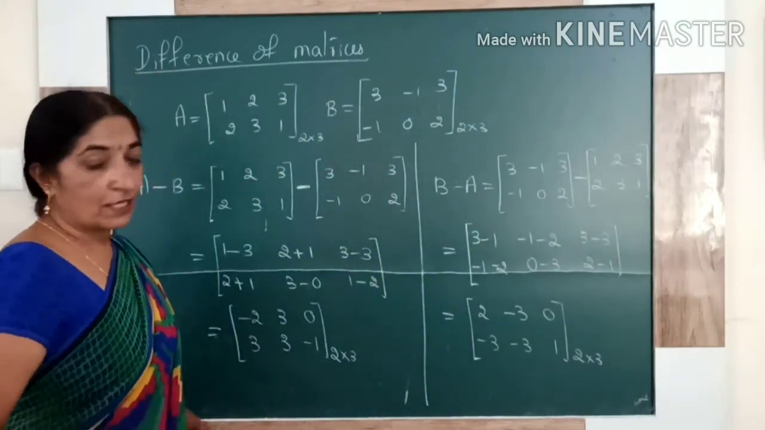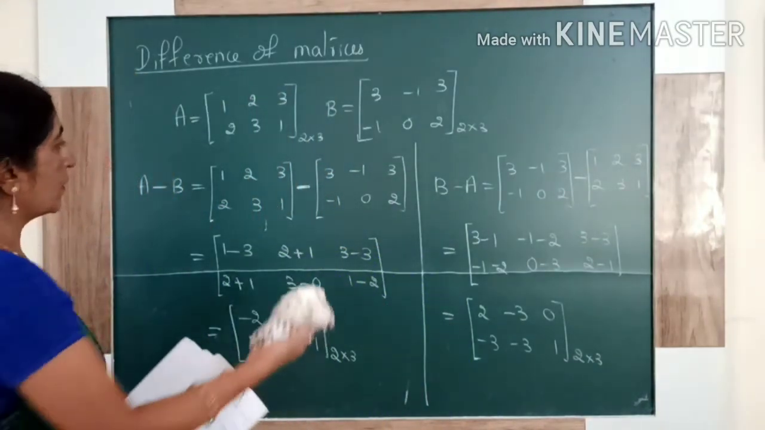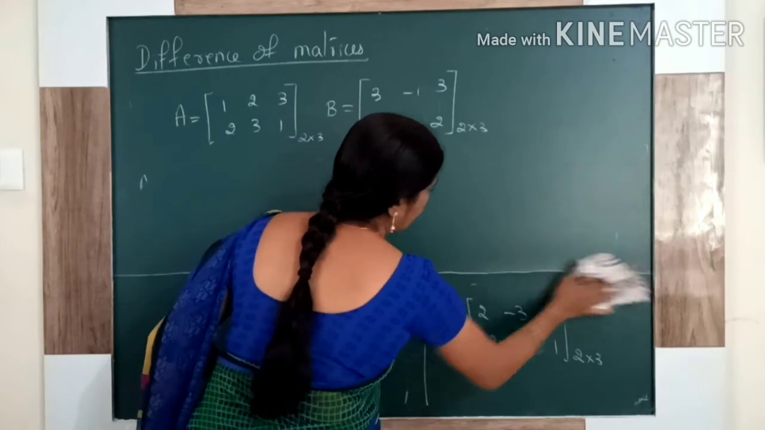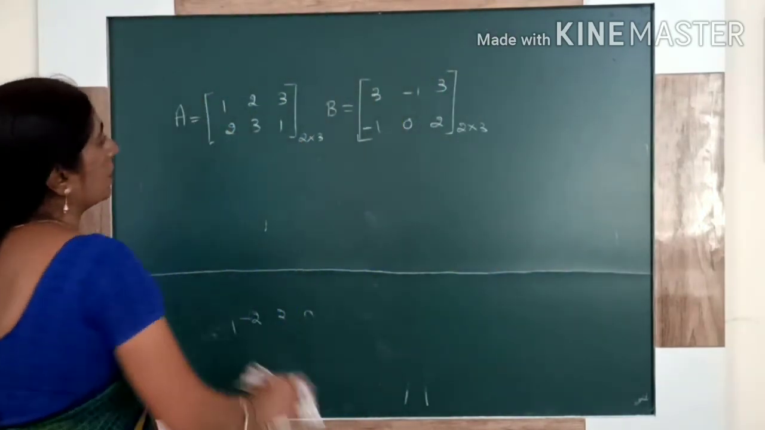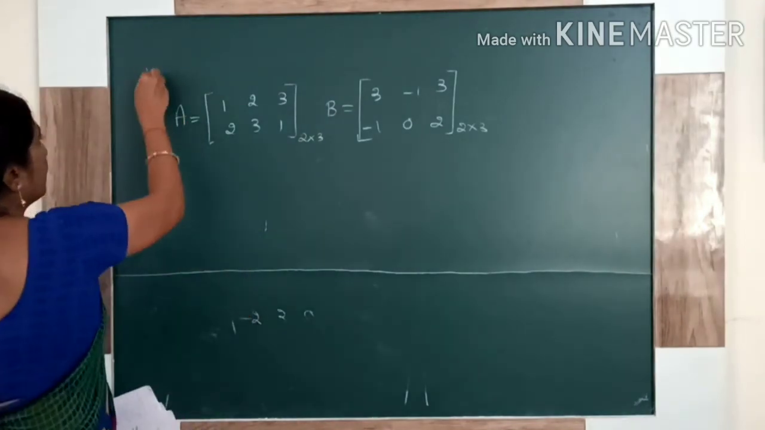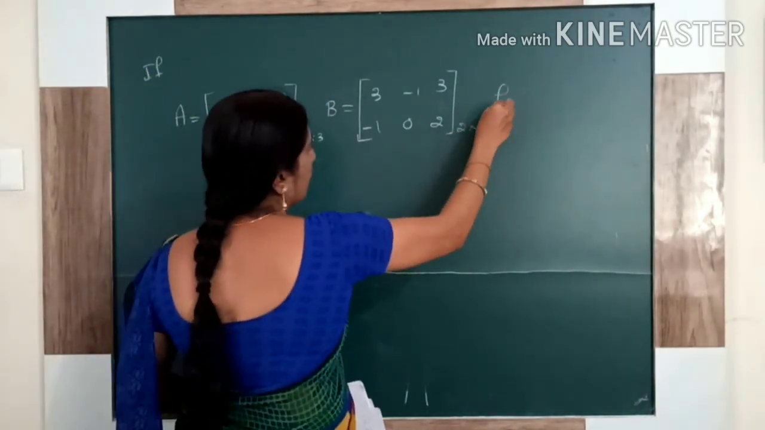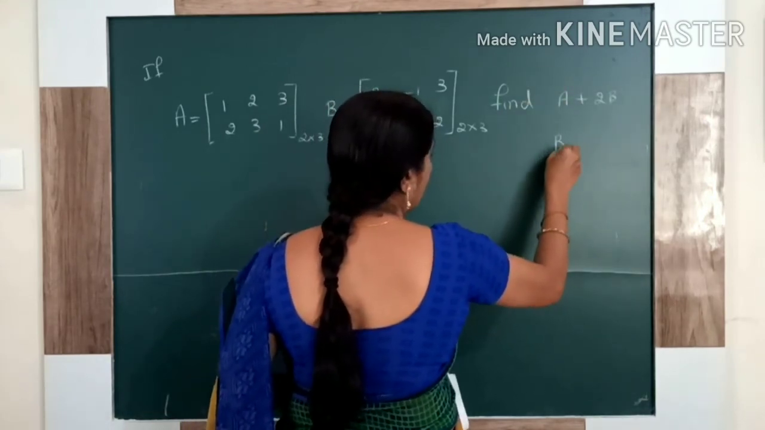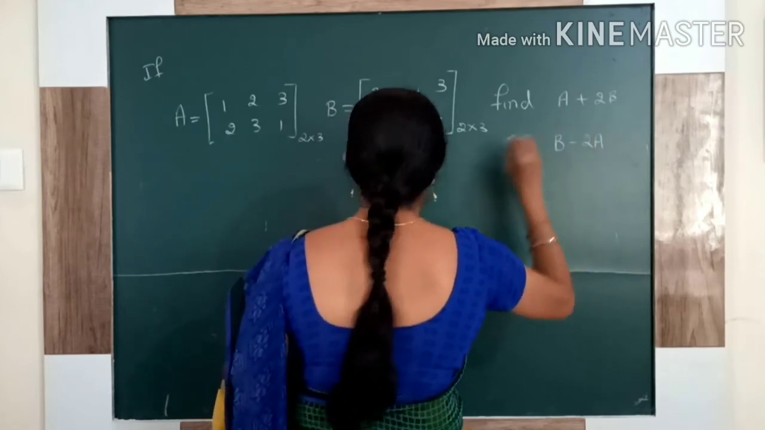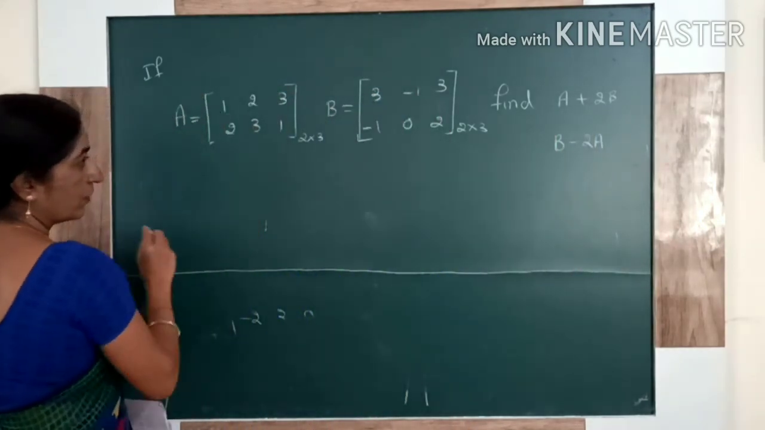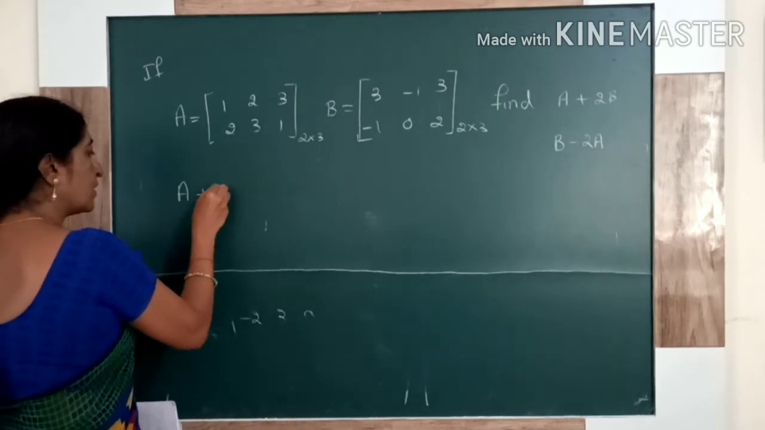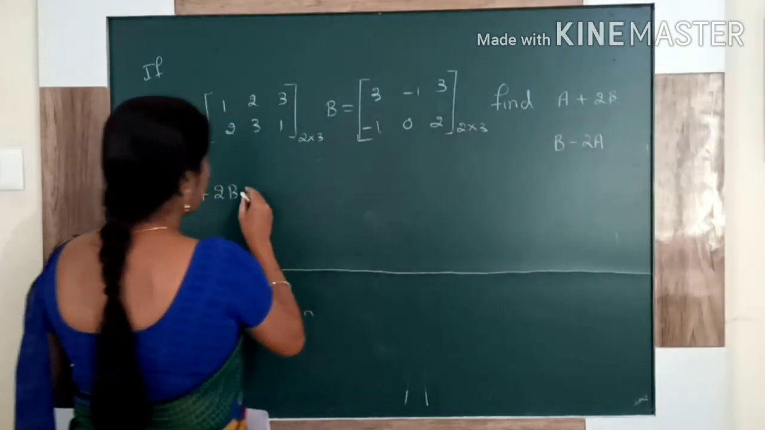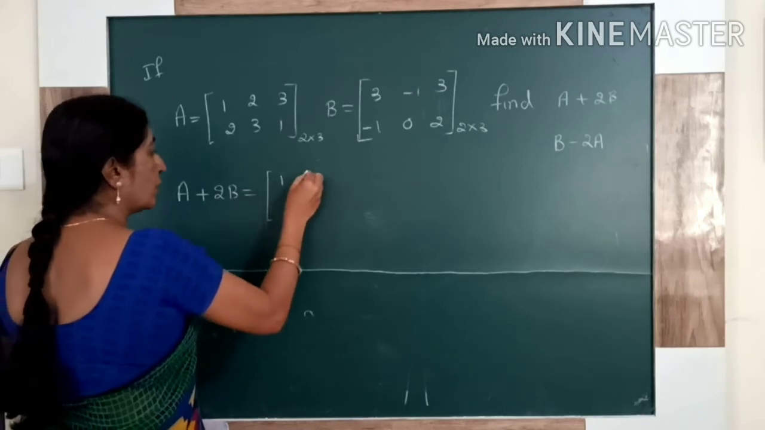I am giving you one more example here. If A and B are given, find A plus 2B and B minus 2A. So one I am doing, the next one I am giving you as a homework. The first one I am doing is A plus 2B. Even though it is addition or subtraction, we have to check the order. If they have the same order, then only we can move to the next step.